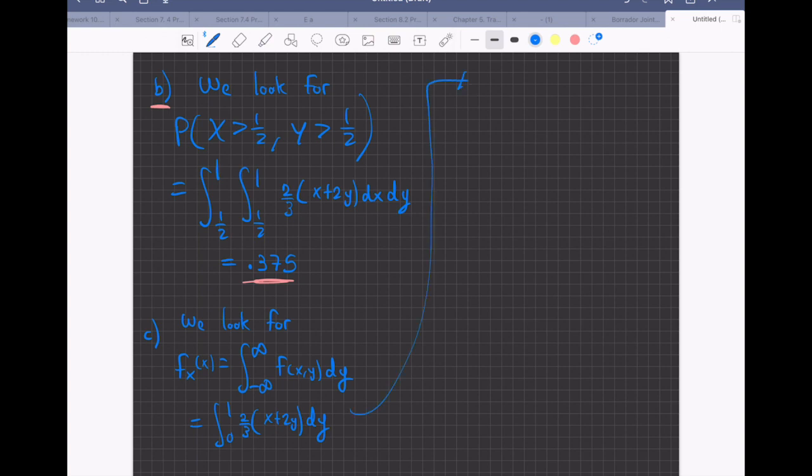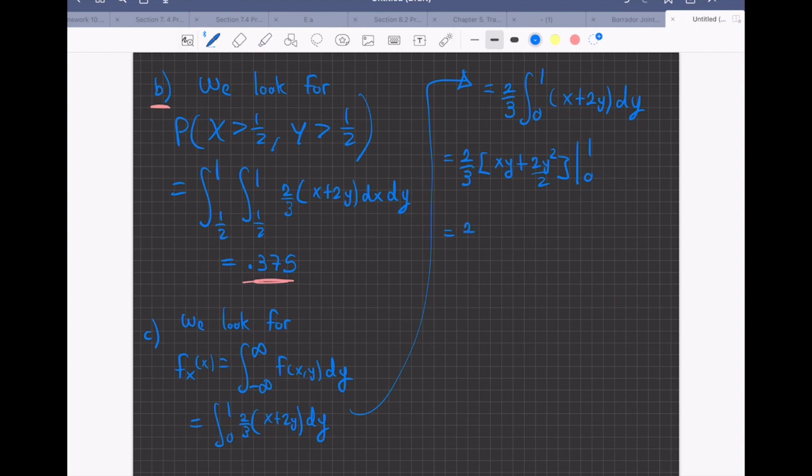And this is equal to the integral from 0 up to 1. Notice, I can take out the constant 2 over 3 here. So it's going to be 2 over 3 integral from 0 to 1 of x plus 2y dy. And again, we are integrating over y, so treat x as a constant. So this is going to be 2 over 3 times xy plus 2y squared divided by 2, evaluated from 0 up to 1.